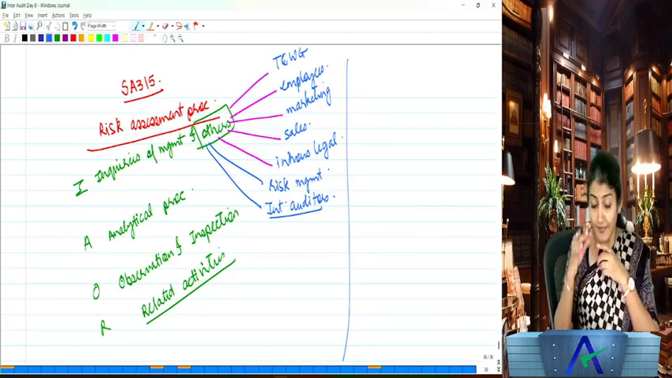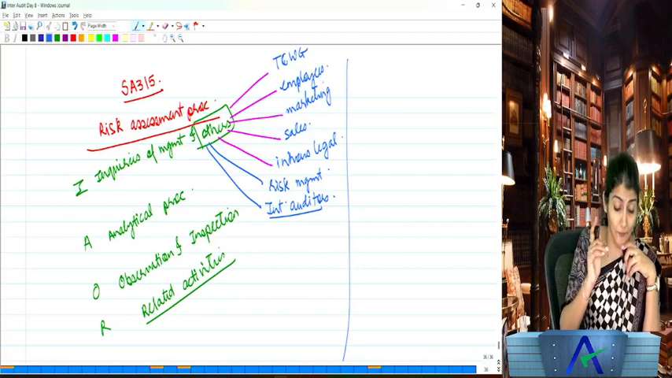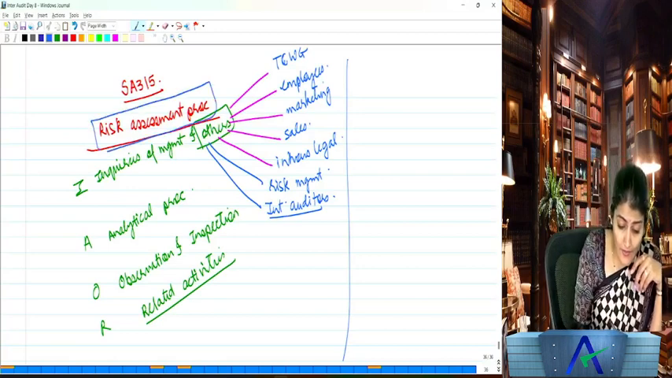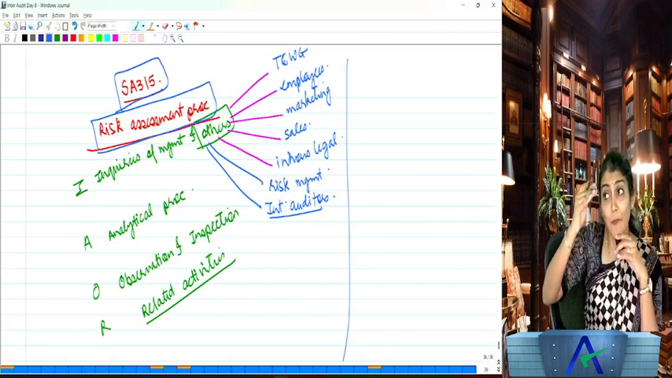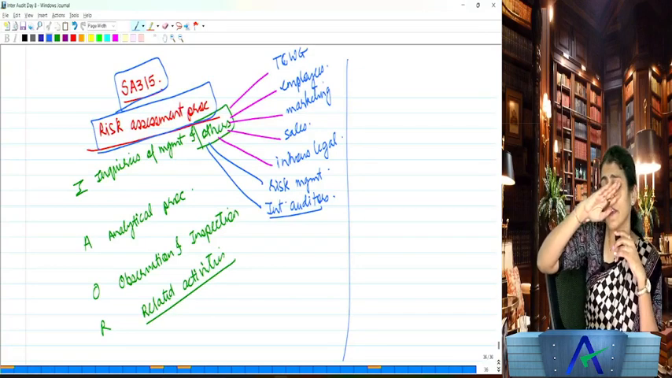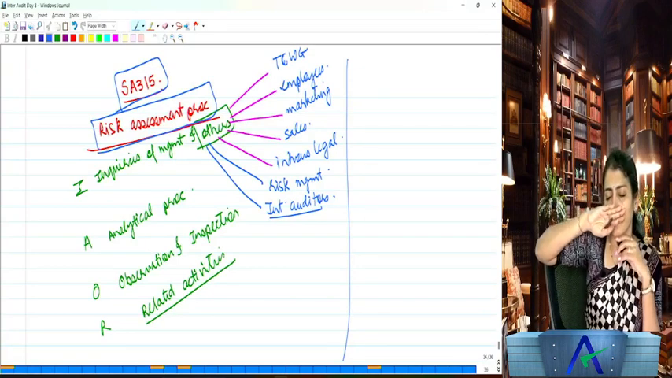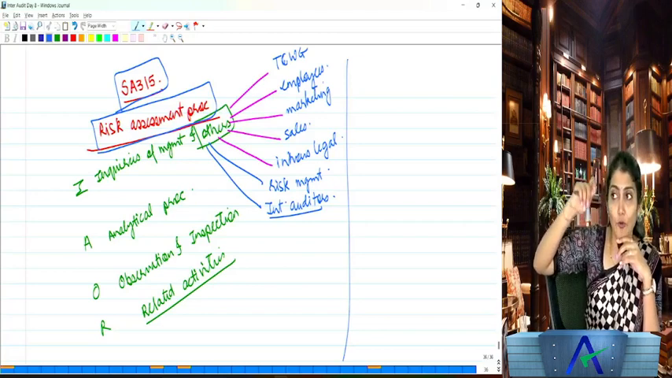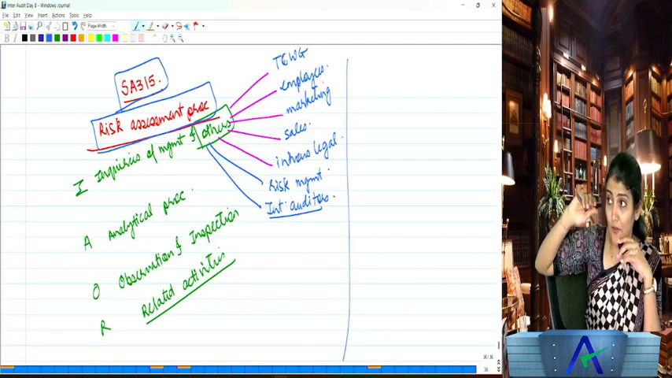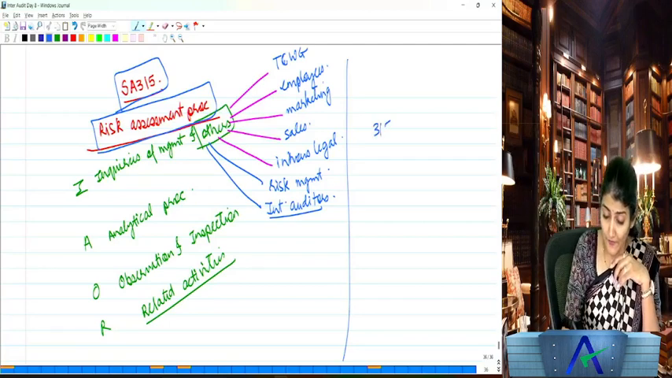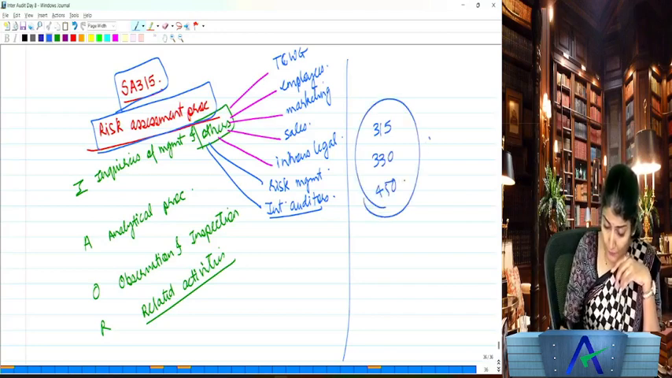Are you understanding that? Okay, now listen to me. What are these? These are the risk assessment procedures of SA 315. Now, do I perform risk assessment procedures in SA 240 also? Yes, what did I tell you? 315, 330, 450 for fraud in 240.